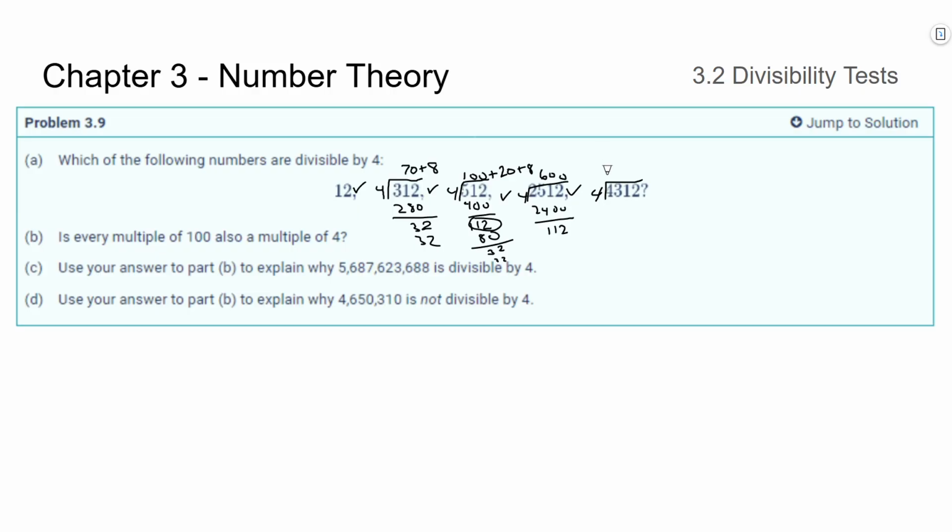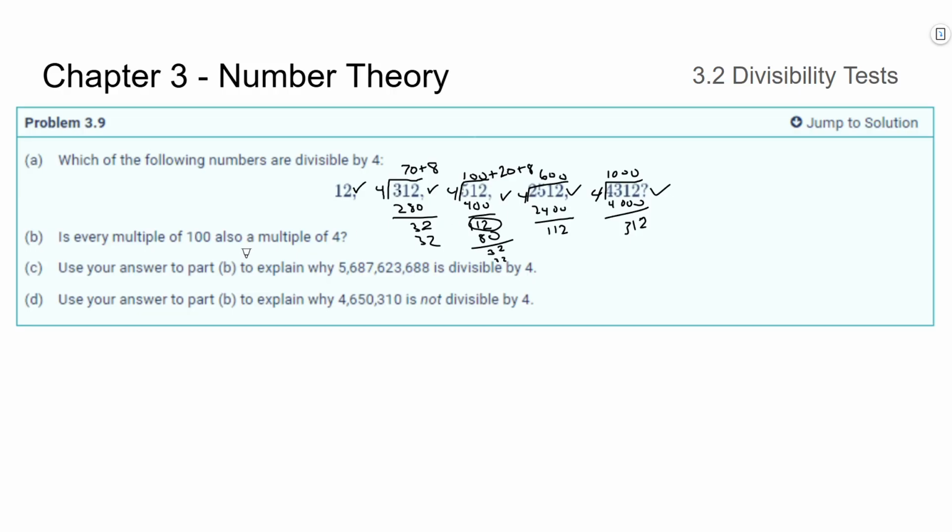All right, so divide that by 4. We have 1,000. So we've got 4,000. We're left with 312. 312, that's right there. We already know that that is divisible by 4, so we know that that's going to be good also. All right, so all 5 of these are divisible by 4. Did I say 12? 4. All 5 of those are divisible by 4.